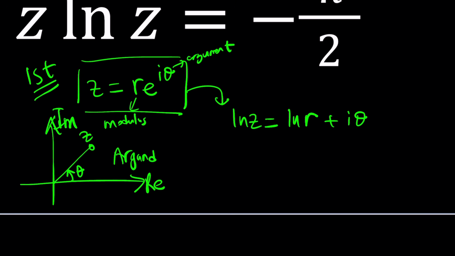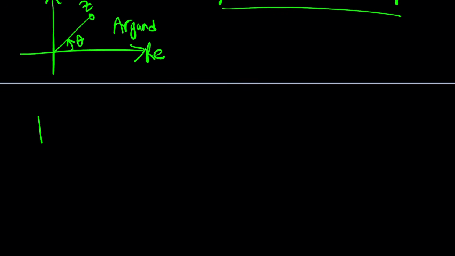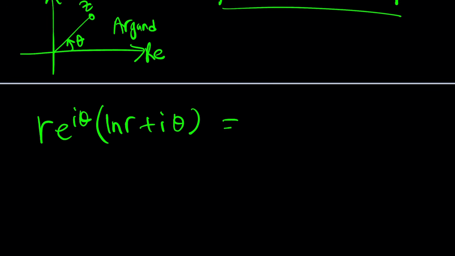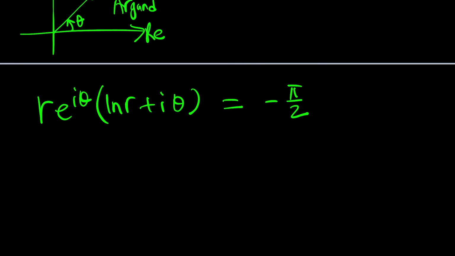So, what does that mean? Well, first of all, that means that we can plug these into our equation. Let's do that. So multiply z by ln z and set it equal to the answer, which is negative pi over 2. How simple, right? Great. Now, this can be simplified, obviously.